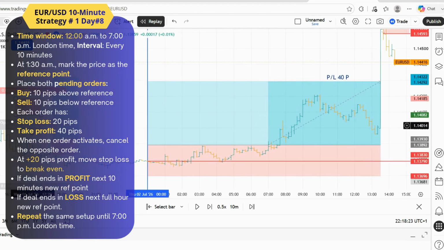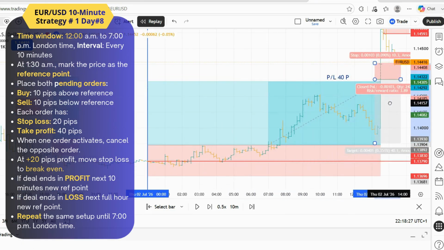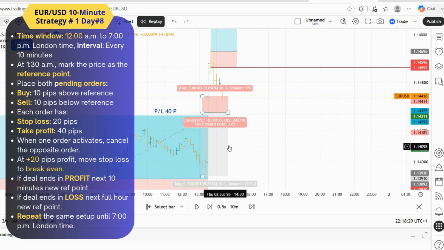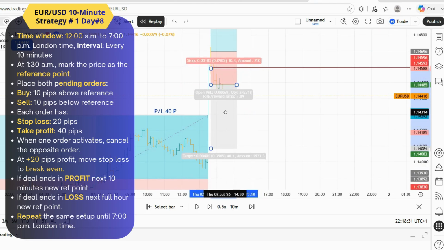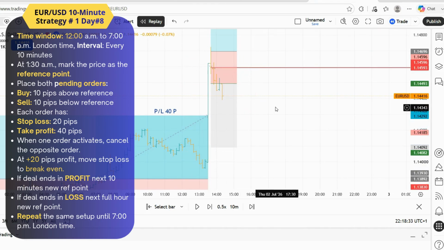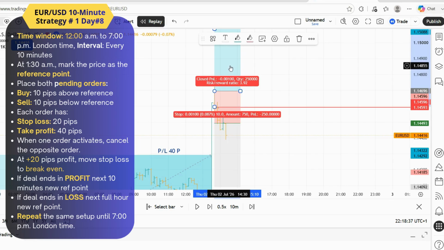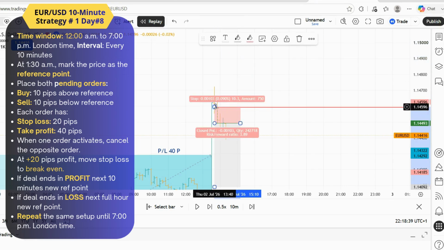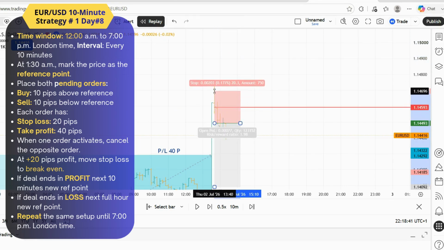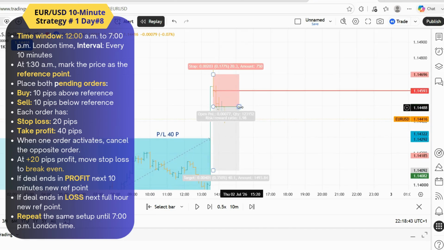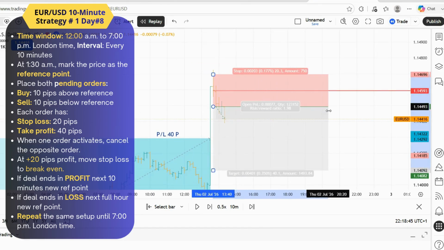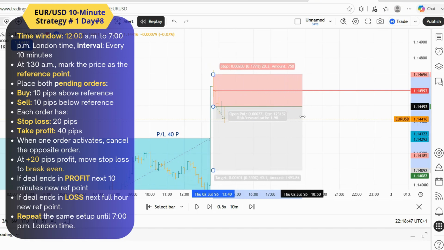Both orders have the same risk management structure: a 20 pip stop loss and a 40 pip take profit target. And the stop loss will be moved to break even if the active trade reaches 20 pips of profit. At approximately 2 p.m., the market begins moving downward. Price reaches the sell entry level and activates the short order. The pending long order is immediately canceled. Trade number 2 is now active.